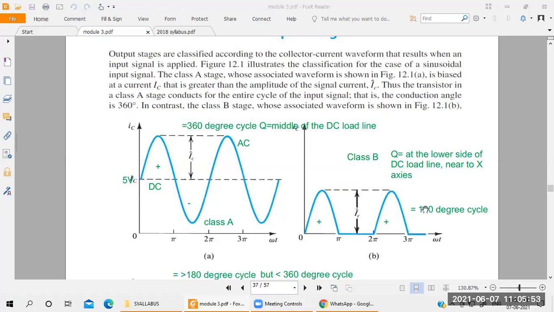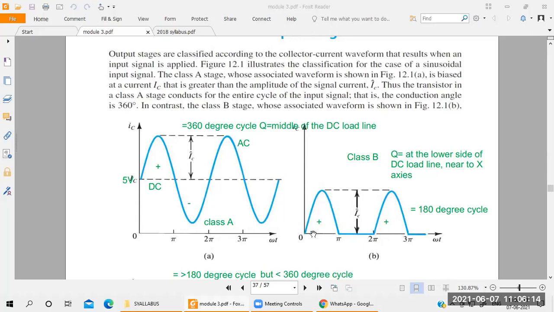Come to the second one here. So what is the second one? Class B amplifier. So Class B is the second power amplifier here. Same, you take collector current versus time period here. So what is the output here? Only half cycle. That is the difference between Class A and Class B.